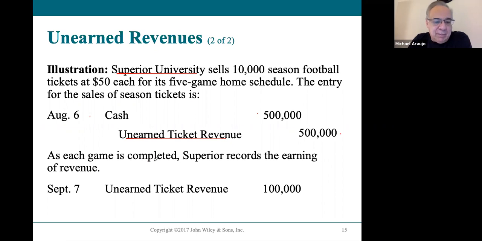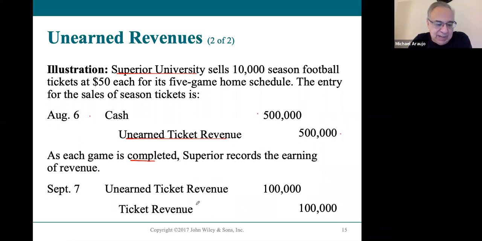After every game, they will go ahead and debit the unearned ticket revenue, because this is a liability account, and move that money to ticket revenue, which is a revenue account. And so this is what all businesses have to do when they collect cash up front from customers, and they owe them. Okay. So you don't earn it, right? It's not actually revenue until you earn it. That's why this is called unearned revenue, is because it's not earned yet.